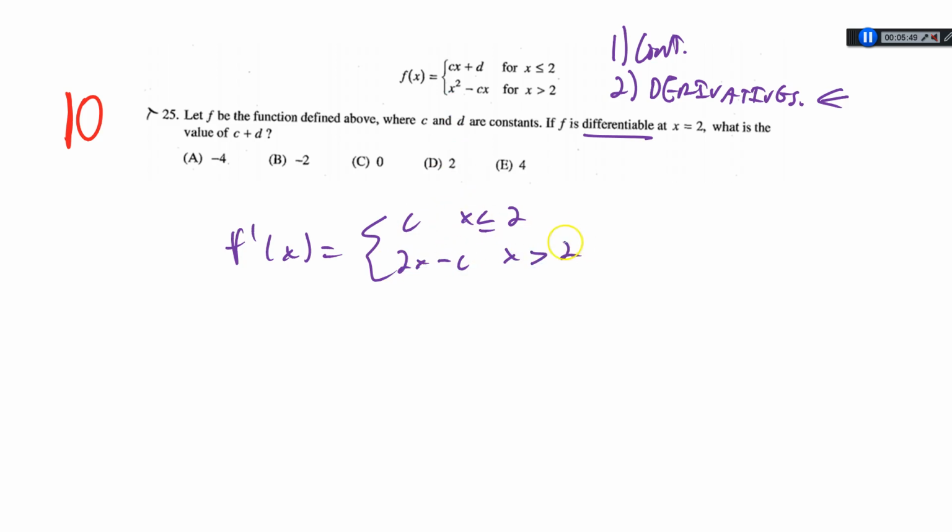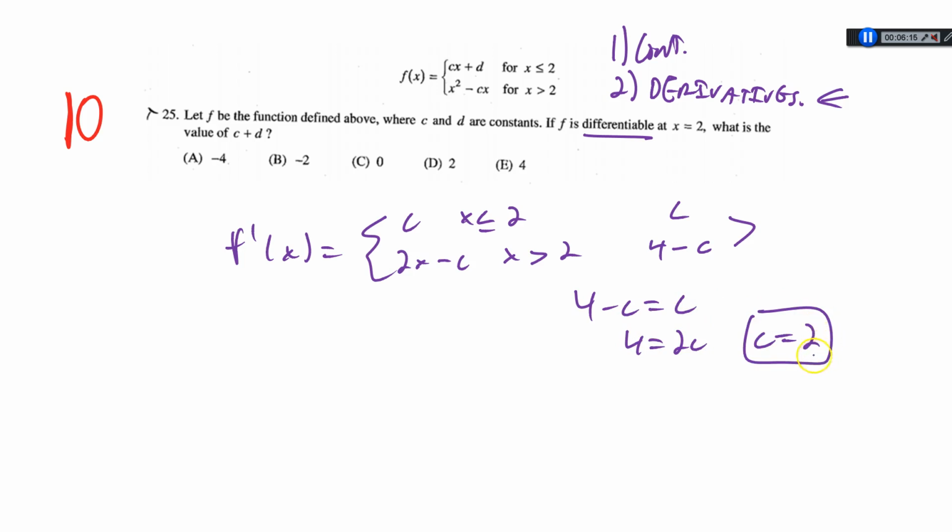Now we only have to deal with c. We don't have to worry about d for now. We'll come back and do that later. So when I plug 2 into these, the derivative from both sides has to be the same. Well, the derivative of the top one is just c all the time. The bottom one, when I plug in 2, gives me 4 minus c. Those have to be the same, because that's what's happening at x equals 2. So 4 minus c has got to be equal to c. Add c to both sides. 4 equals 2c, so c is 2.